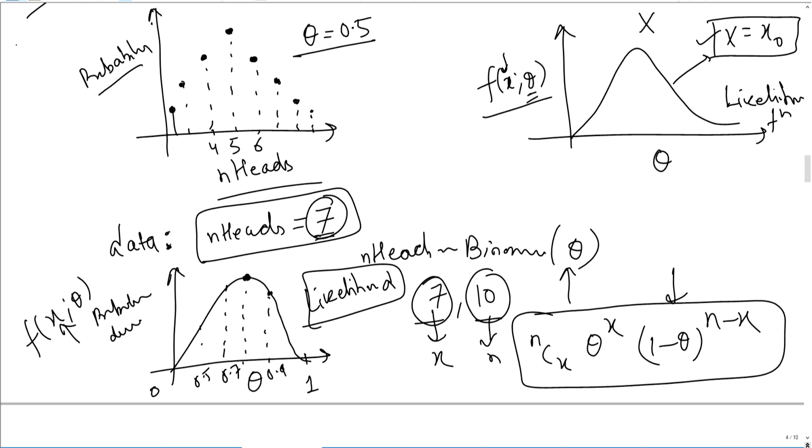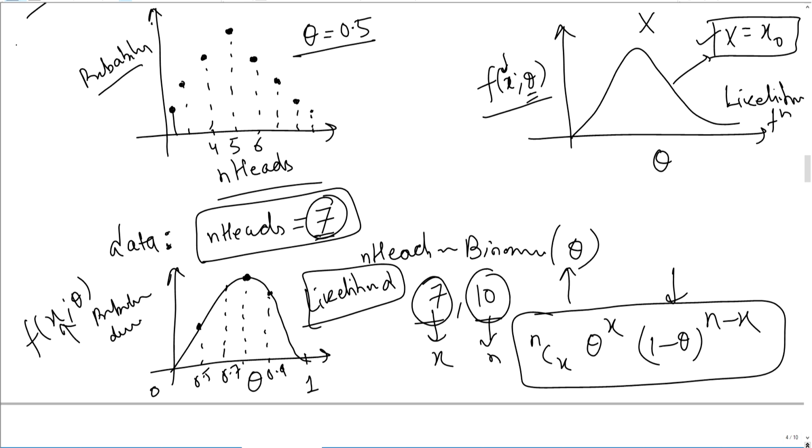So, for example, this is the likelihood of observing 7 heads when theta is 0.5, right. So, what this graph tells you is that some values of theta are more likely to generate 7 heads, some values of theta are less likely to generate 7 heads, right. That is why this is called a likelihood function.